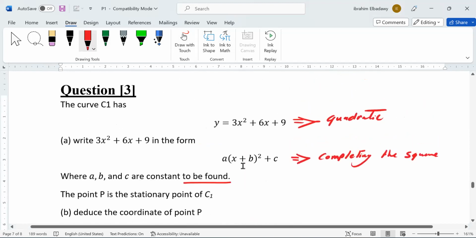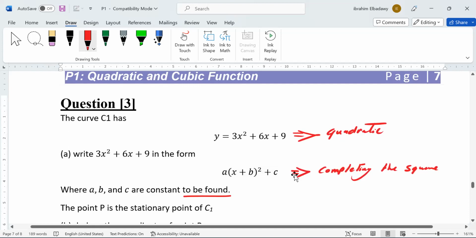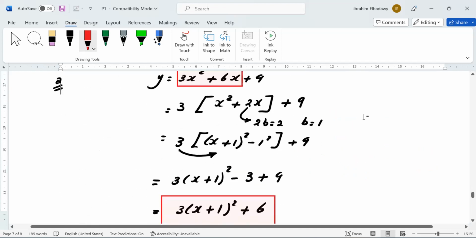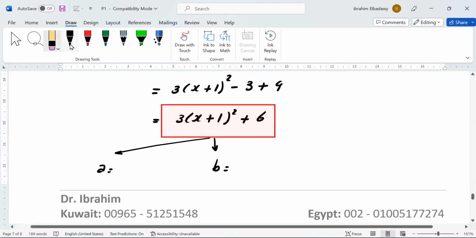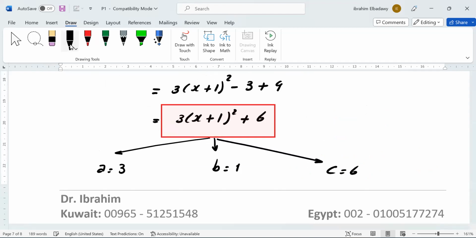Returning back, he said A, B, C are constants to be found. So in this case, you have to write A equal to 3, B equal to 1, and C equal to 6. This is your answer.